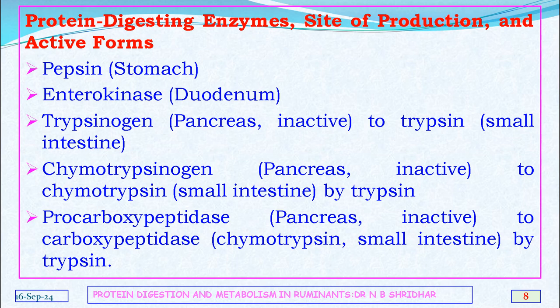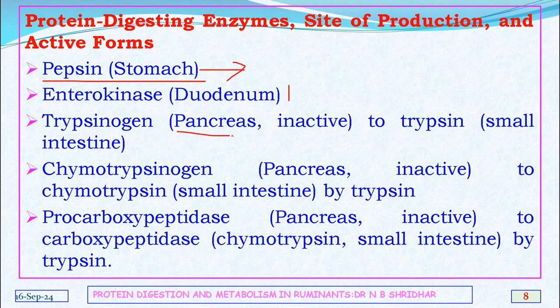Then there are varieties of enzymes, their sites of production and active forms. To remember: pepsin is produced in the stomach, under HCl, especially HCl. Whereas the enterokinases are produced from the duodenum.